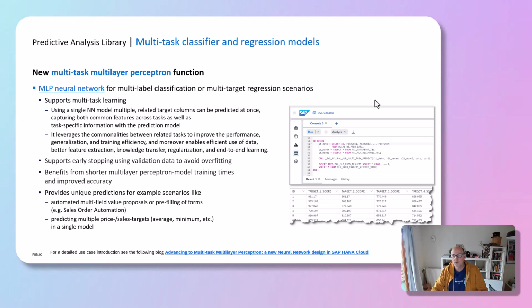You can see it here on the right hand side. So the SQL function is called PAL MLP multitask predict. That's basically the new function, and in the lower right section you would see that we predicted target score 1, target score 2, 3, and so on. There's a detailed blog here also linked, which we published in June, which explains the new algorithm in detail.